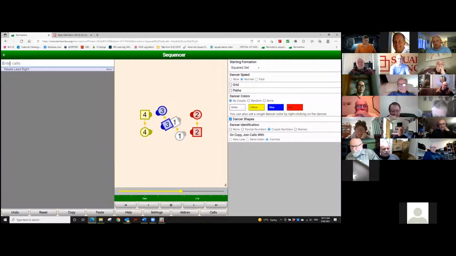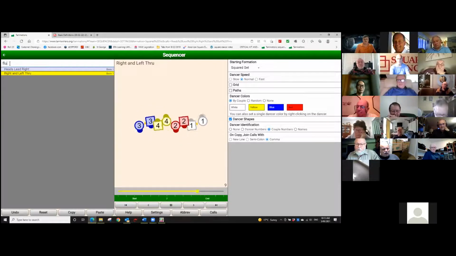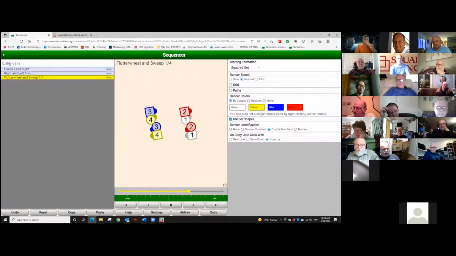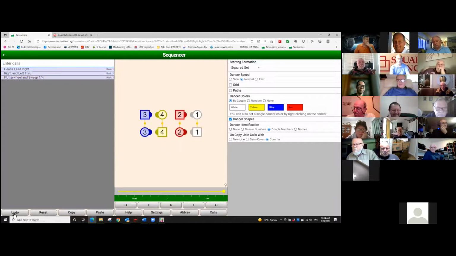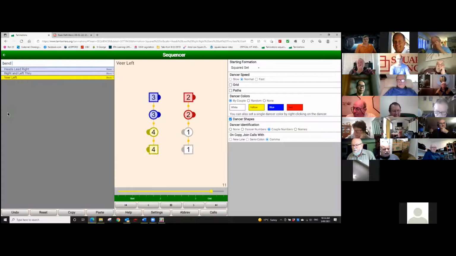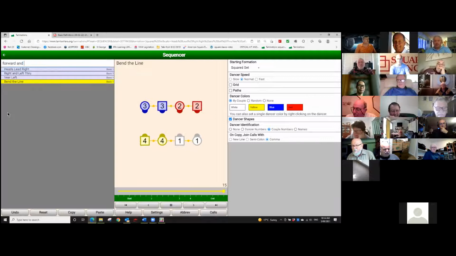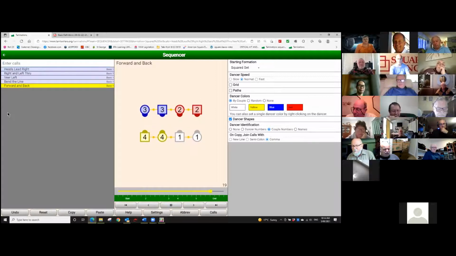So if we do something like heads, lead right, right and left through, flutter wheel and sweep a quarter. No, I don't want to do that. Undo. Heads, lead right, right and left through. Let's do a veer left. Let's give that a time, forward and back. Left touch a quarter.